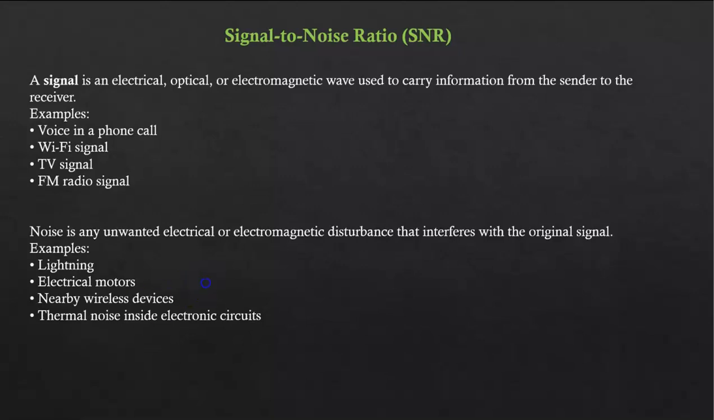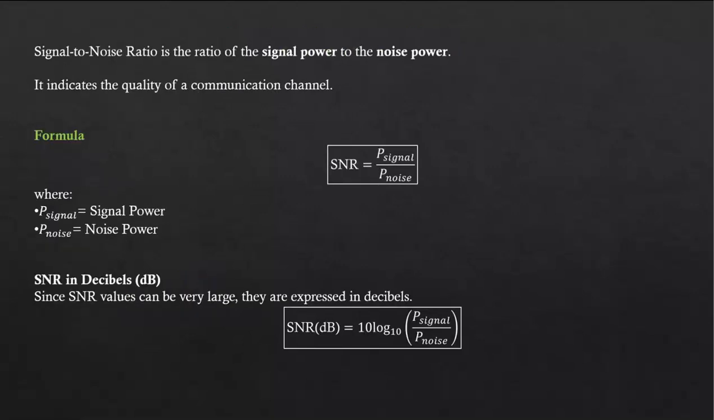This brings us to signal to noise ratio. Signal to noise ratio is the ratio of the signal power to the noise power. This SNR indicates the quality of the communication channel. Because raw SNR values can get massive, engineers usually convert them into decibels using logarithmic scaling.